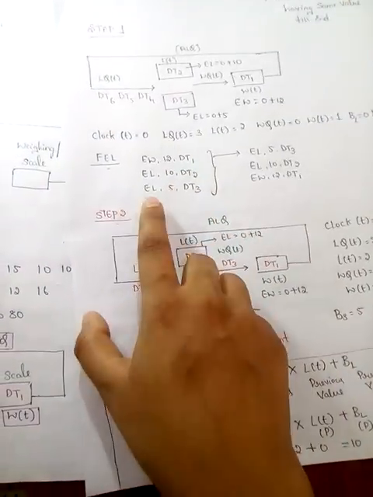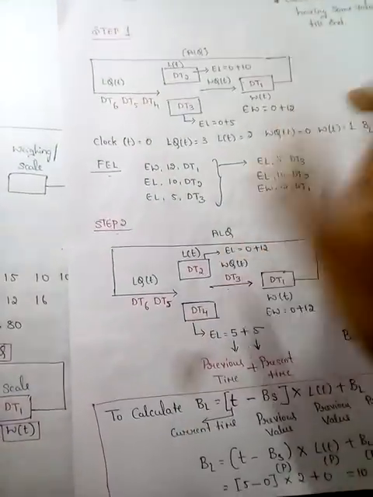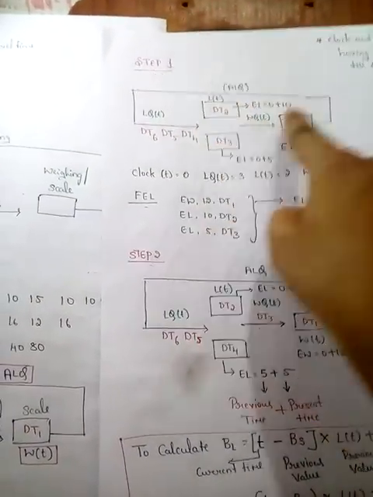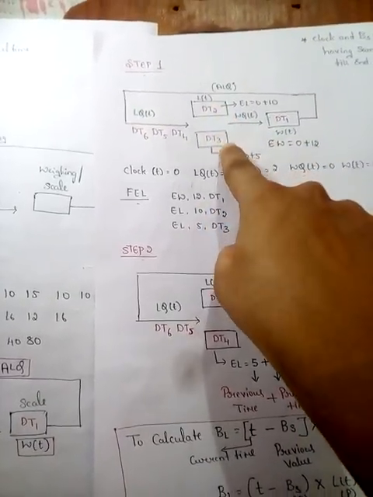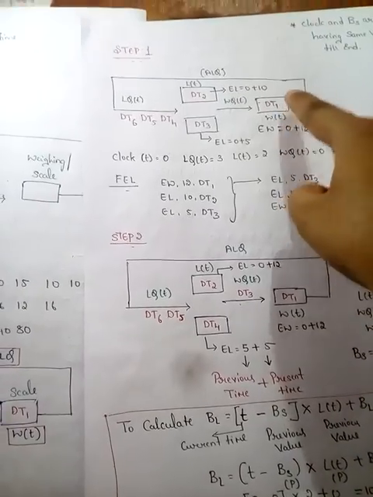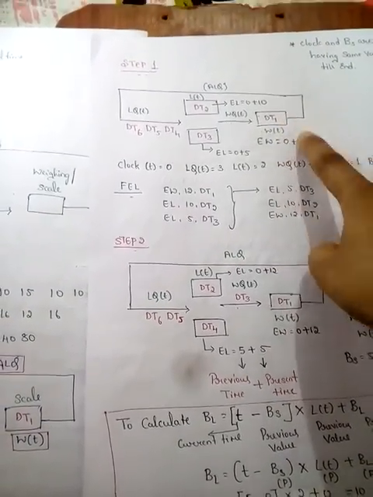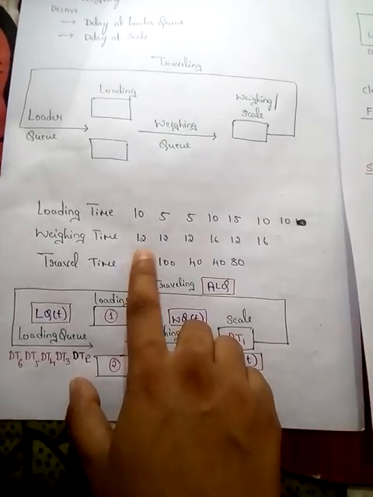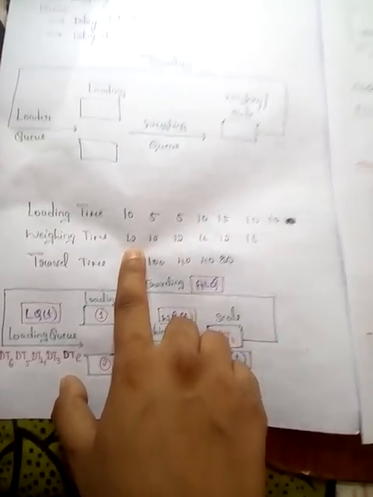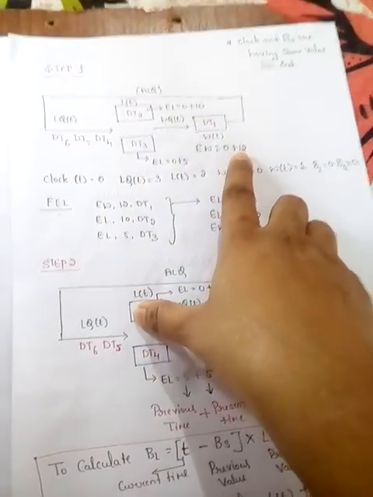Then next I have to write my future event list. How am I going to write my future event list? There are 3 trucks, DT1, DT2 and DT3. First I will take my DT1 value, which is in weighing time. You see the value in my weighing time is 12. So my EW value is 12.